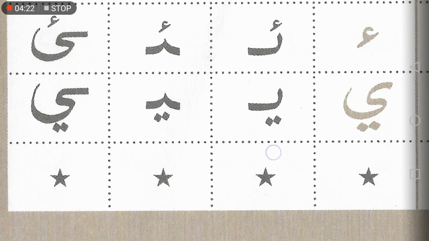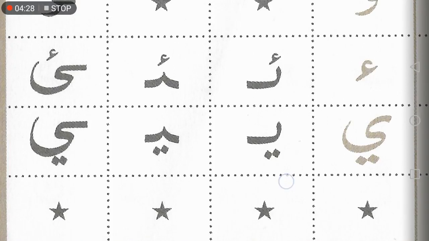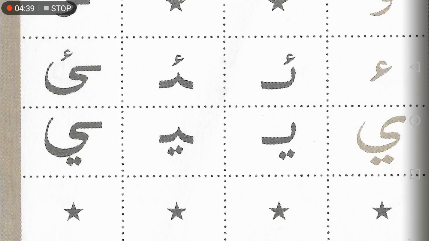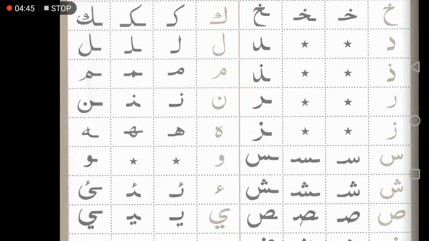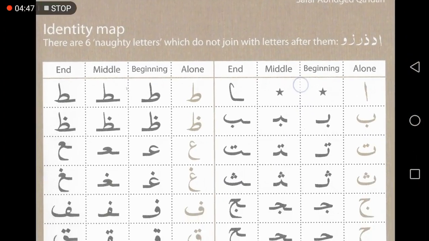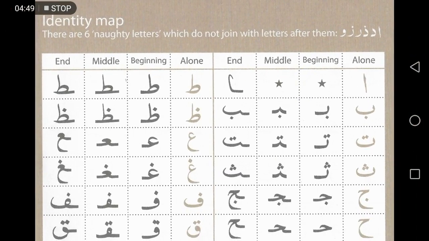Okay, and then the ya, again very similar to the ba, the ta, the tha. It loses the tail, but keeps the dots. At the start, beginning of a word, it's got the arm. In the middle of the word, it's got two arms reaching forward and back, and then at the end of a word, it reverts back to the capital letter, but it's got that arm reaching to the letter before. That is the awesome identity map in the Safar Bridge Qaida.